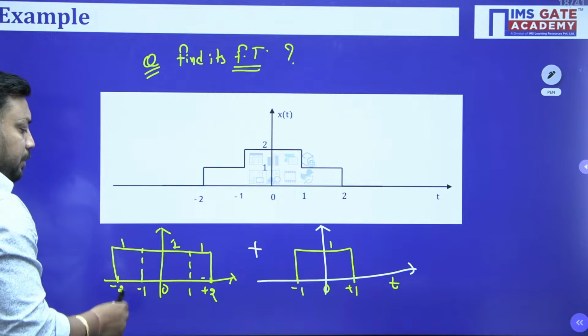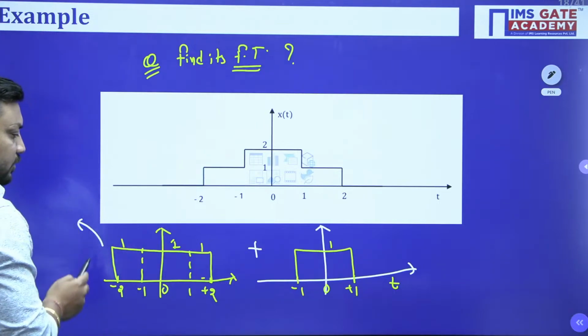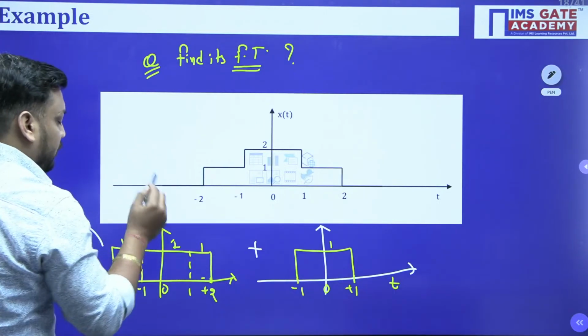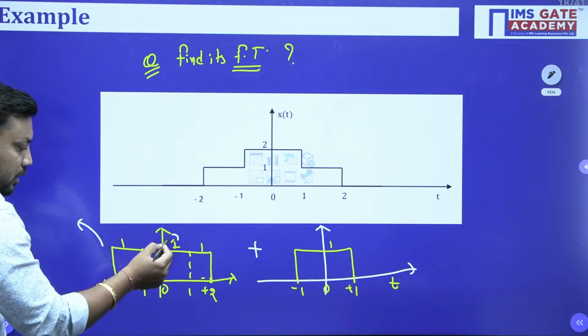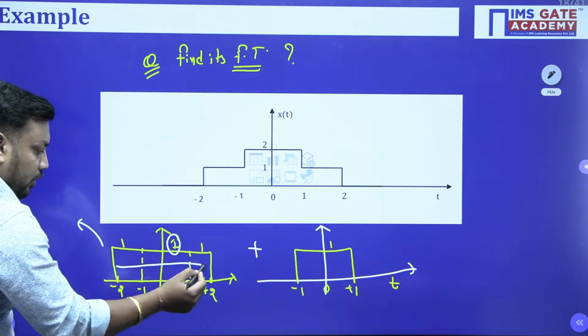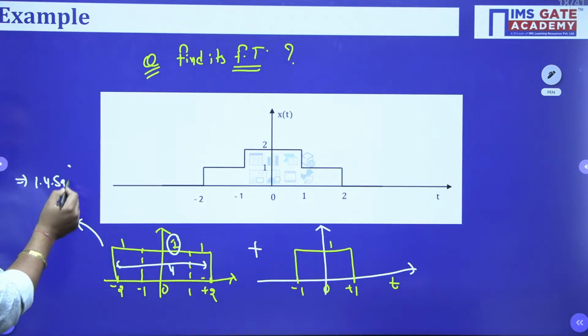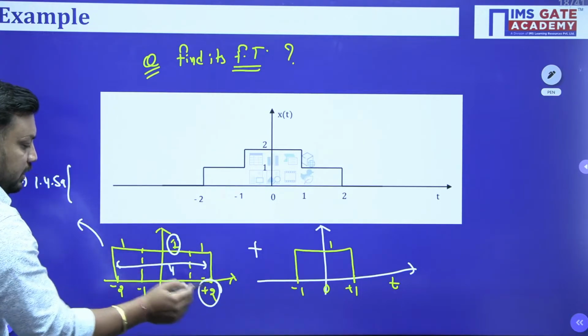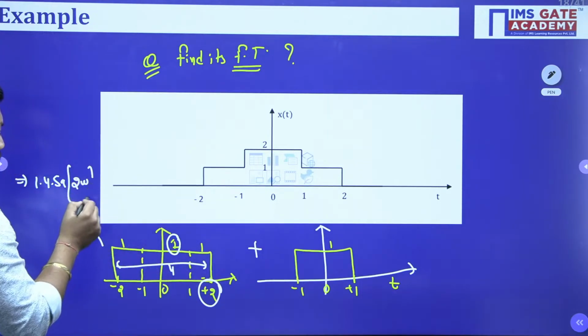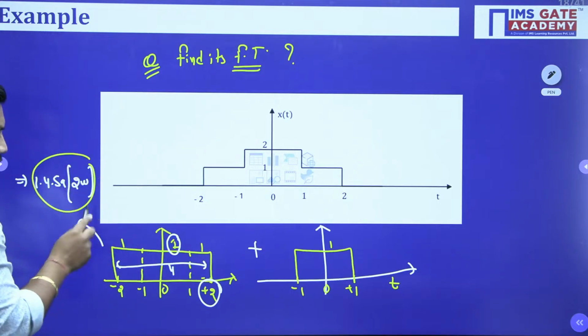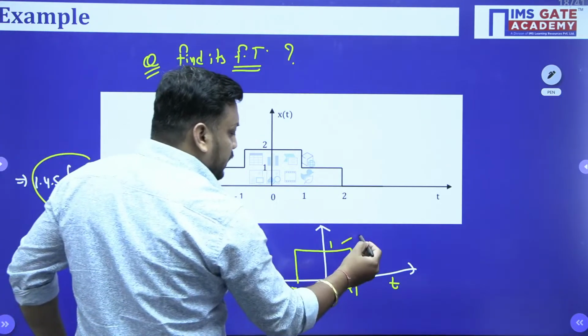So now you should compare what is the individual Fourier transform of this. Because you know that the rectangular signal Fourier transform is A tau sampling of omega tau by 2. So you should compare here the value A is 1 and tau value is 4. So what will you write? The Fourier transform is A tau, that means 1 into 4 into sampling of omega tau by 2. Tau by 2 is here 2. So it is nothing but 4 sampling of 2 omega. So this is this Fourier transform, and plus we have to add the Fourier transform of this also.